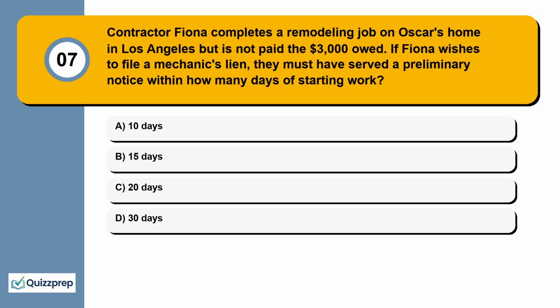Question 7. Contractor Fiona completes a remodeling job on Oscar's home in Los Angeles but is not paid the $3,000 owed. If Fiona wishes to file a mechanic's lien, they must have served a preliminary notice within how many days of starting work? 10 days, 15 days, 20 days, 30 days.